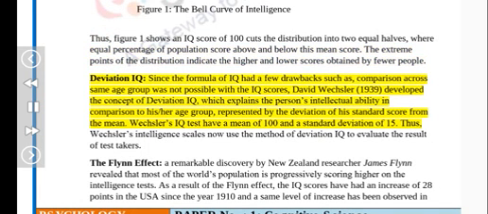Deviation IQ. Since the formula of IQ had a few drawbacks, such as comparison across the same age group not being possible with IQ scores, David Wechsler in 1939 developed the concept of deviation IQ, which explains a person's intellectual ability in comparison to his peer age group, represented by the deviation of his standard score from the mean. Wechsler's IQ tests have a mean of 100 and a standard deviation of 15. Thus, Wechsler's intelligence scales now use the method of deviation IQ to evaluate the results of test takers.